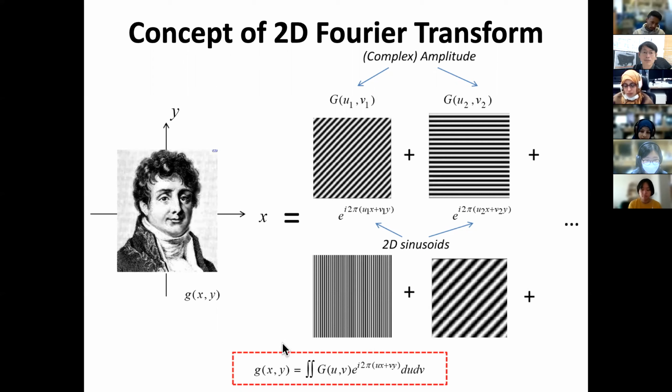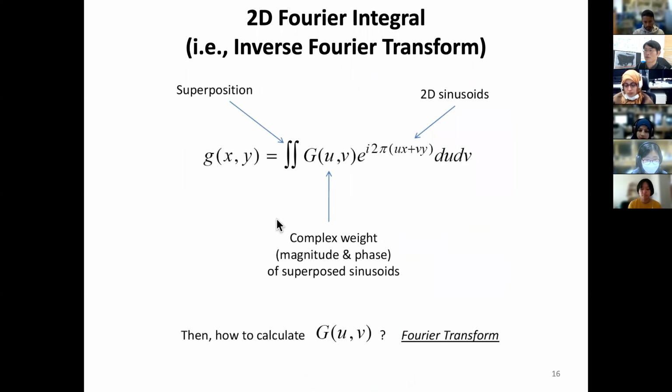So this is really the meaning of the two-dimensional Fourier transform, and this has a profound impact on how we understand things. So the 2D Fourier integral is the summation of these complex weights, which contain the magnitude and phase of the superposed sinusoids, for the basis of 2D sinusoids.